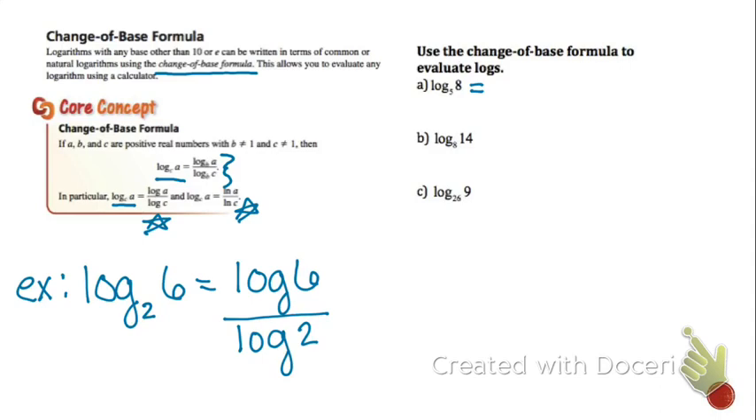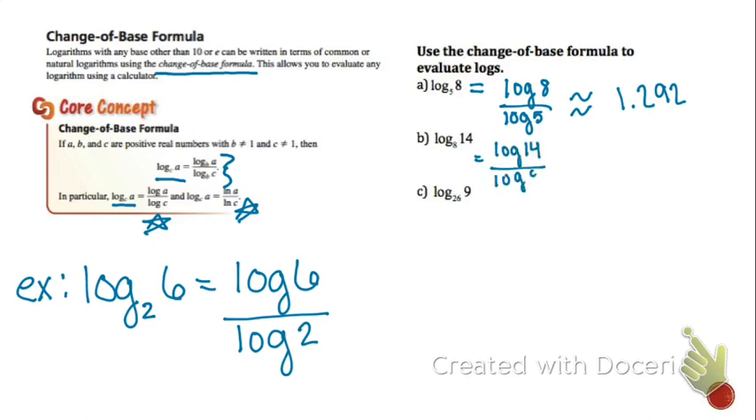So we're going to do that over here. For a here, I will have the log of my value, which is 8, over the log of my base, which is 5. Okay? So that is equivalent to 1.292. And I'm going to do the same thing for b and c. My log of my value over the log of my base. So log of 14 over log of 8. And then we just put that right into our calculator to get 1.269. All right, then I go over to this last one, and I've got log of my value over the log of my base. And we put that right into our calculator, and we should get 0.674.